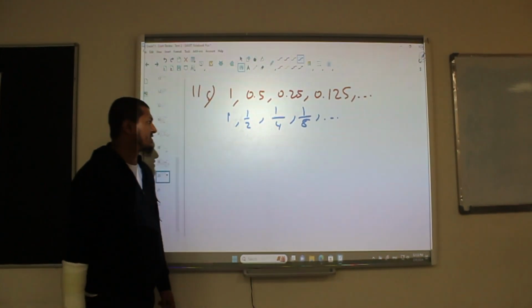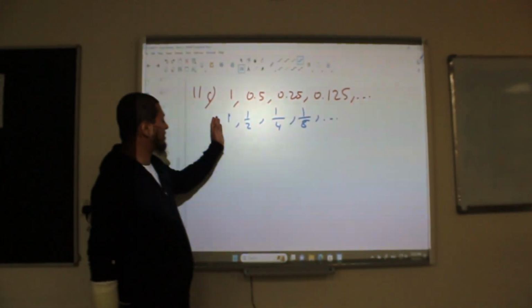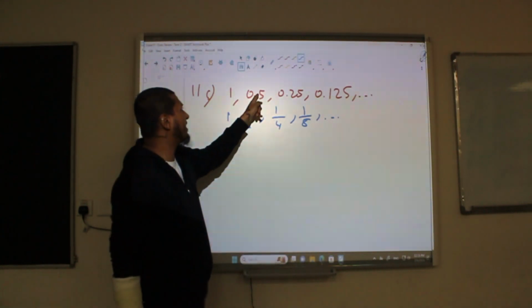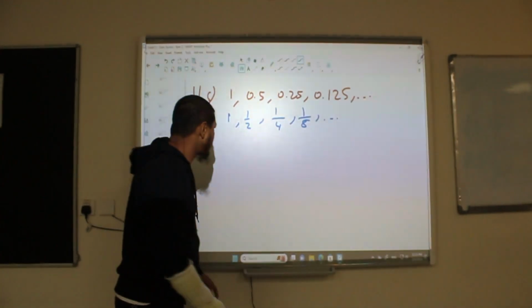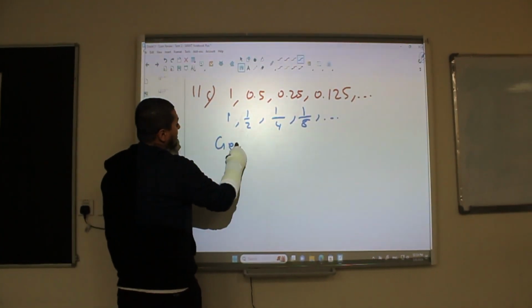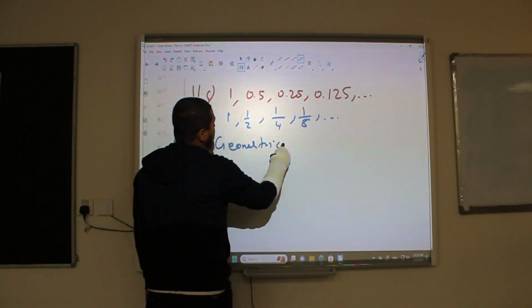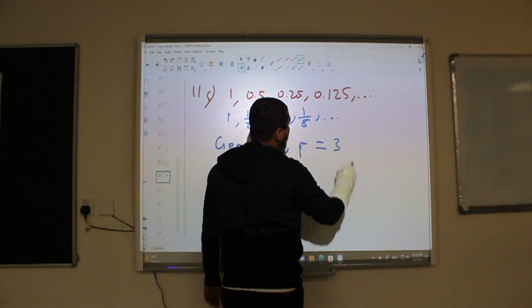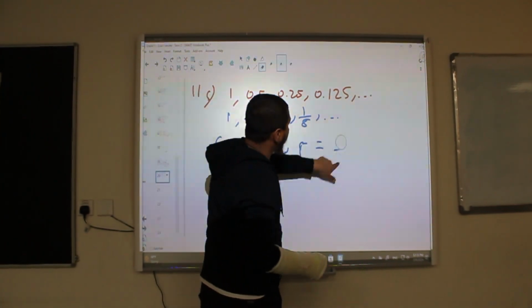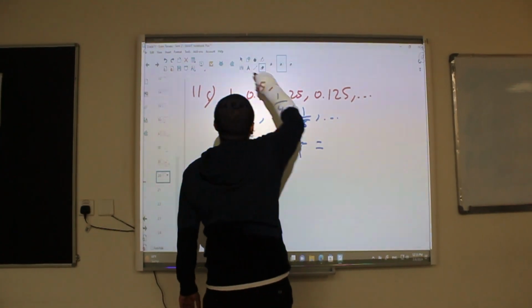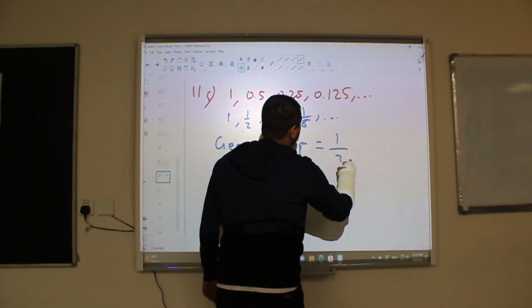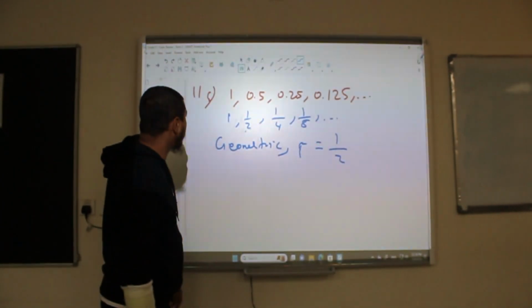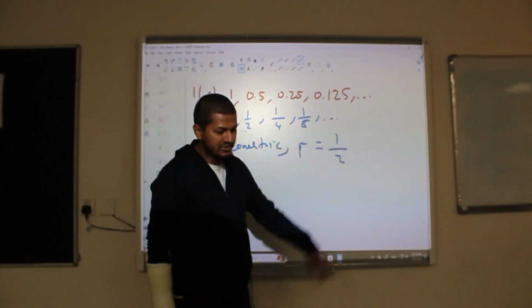So what you can see is that this pattern is geometric because we multiply it by half each time, or we're just dividing it by 2. 1 divided by 2 is 0.5, 0.5 divided by 2 is that, right, and so on. So this is geometric. Why is it geometric? Because the common ratio r is equal to half. And how do we get half? Half divided by 1, quarter divided by half. We get r is equal to half. In other words, the common ratio is half.